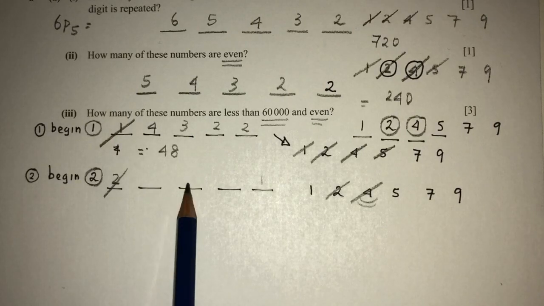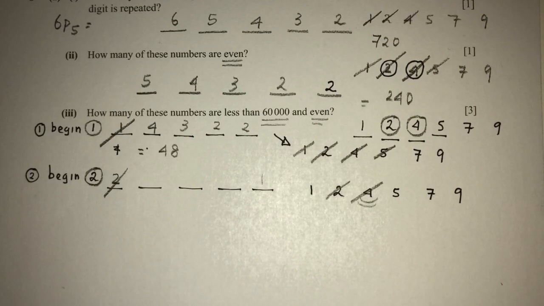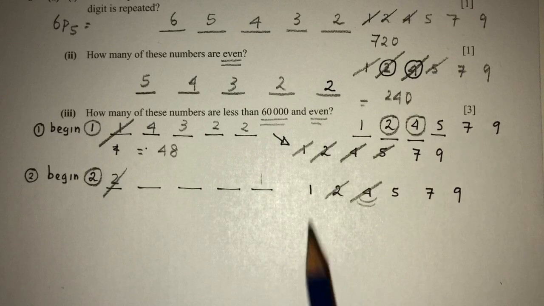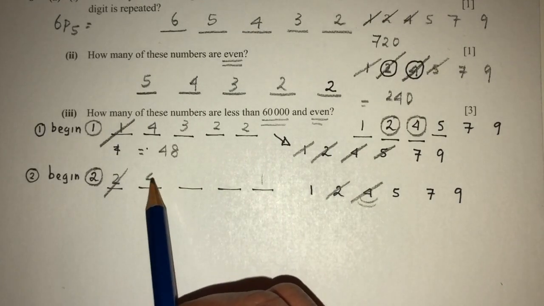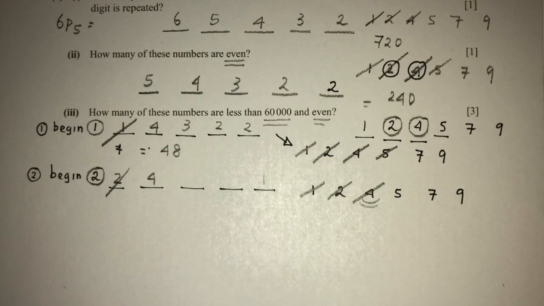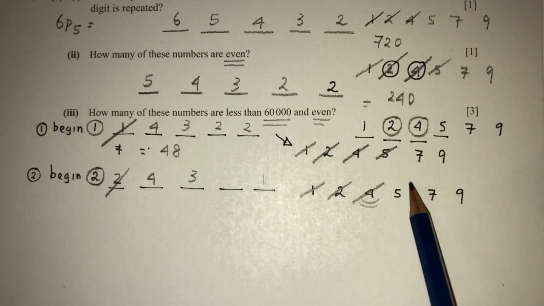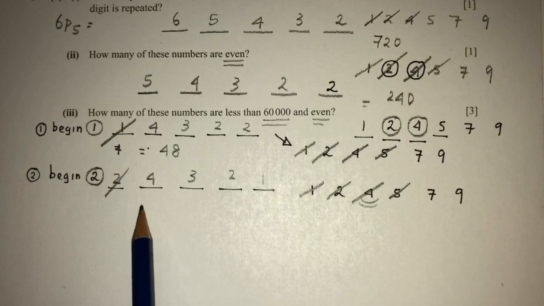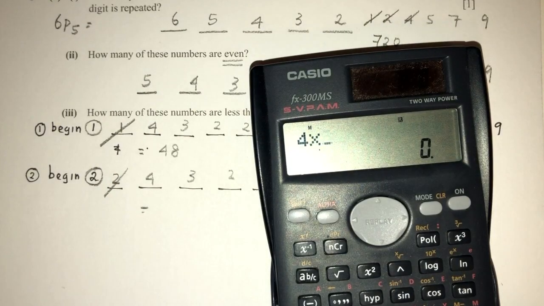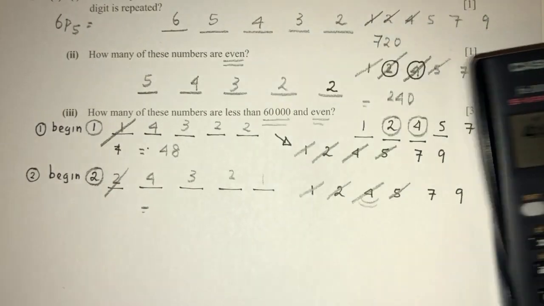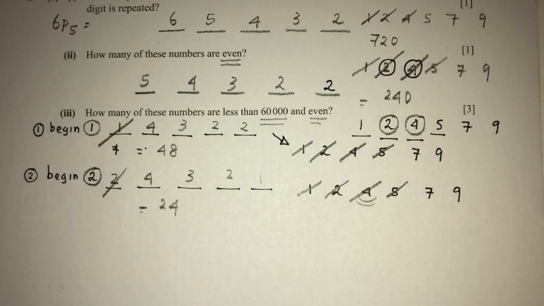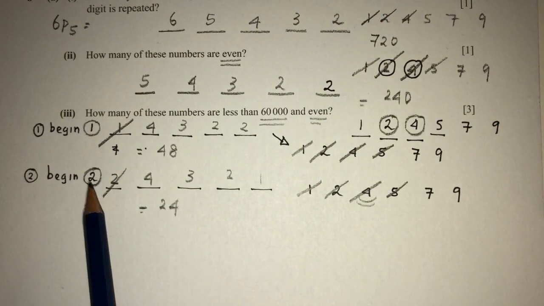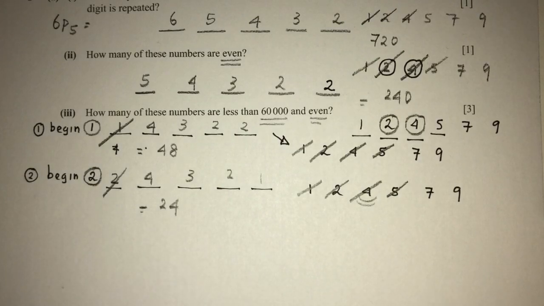Now for those numbers, we can put anything, right? You can choose between those numbers. So we have 1, 2, 3, 4. We have 4 options. Let's say we choose 1. Then we have 3 options. Let's say we choose 5. Then we have 2 options. So that will be 4 times 3 times 2 times 1. That will be 24. So the conclusion will be, if I begin a number with an even number, you will have 24 numbers that satisfy this condition.